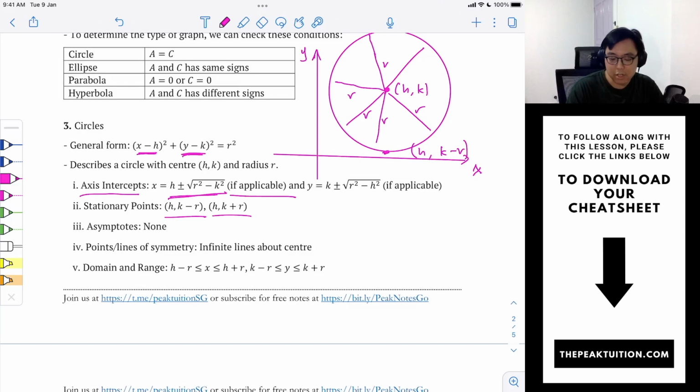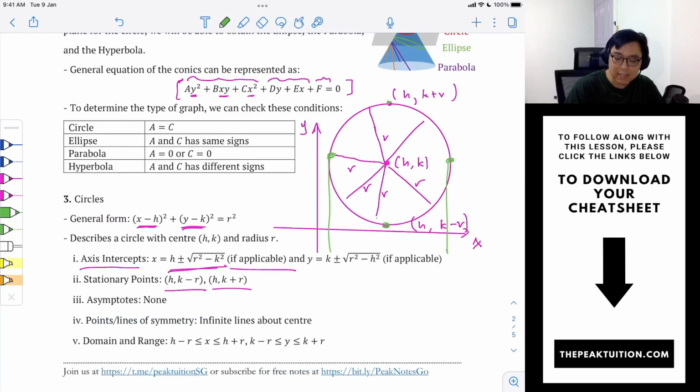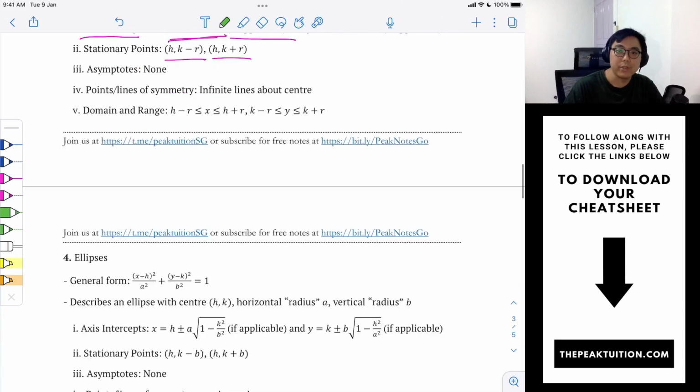Finally, the domain and range is simple because it's a circle. You plus or minus the r. Okay? So basically, this is the domain, right? Let me change the color. This is the domain where you have x from h minus r to h plus r, and your range is k minus r to k plus r. Okay? So that's for circle.